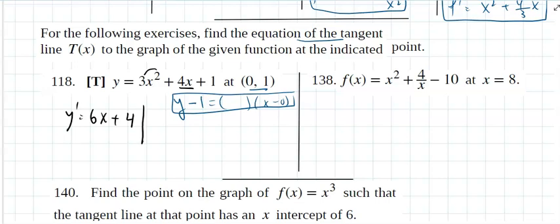If I evaluate this at x equals 0, what do I get? I'll get 6 times 0 plus 4. So y prime is 4. There it is, done.